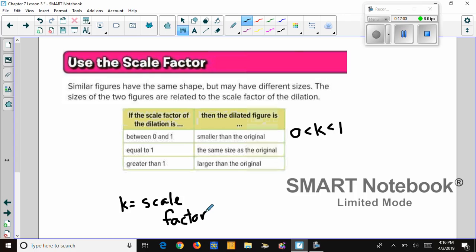Next, if the scale factor of the dilation is equal to 1, then the dilated figure is the same size as the original. And the last statement says if the scale factor of the dilation is greater than 1, then the dilated figure is larger than the original. All of this is review. So let's take a look at how we can use it in more of a real-life example.